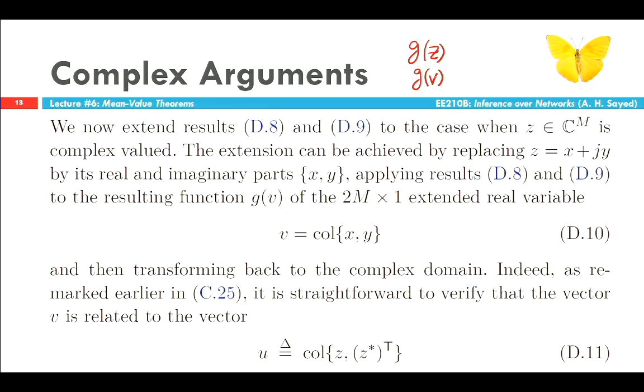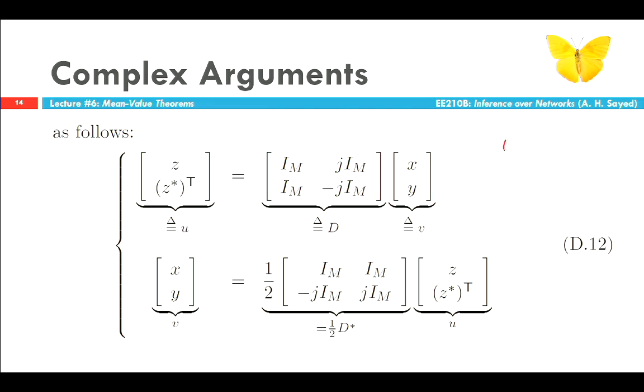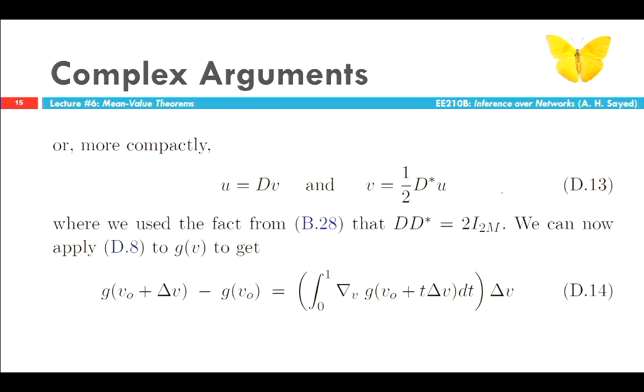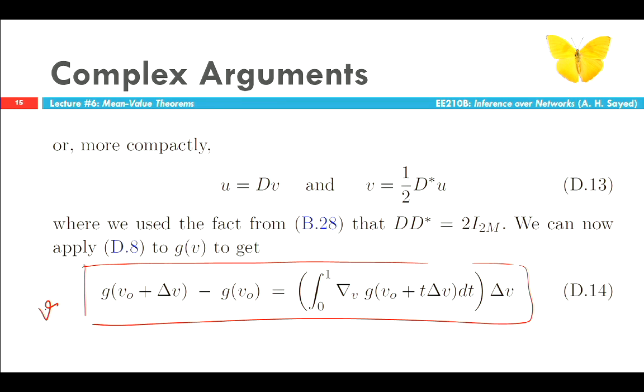Okay, so this is here. This is the column x, y. This is the column z, z star transpose. And you already know how to go from u to v, or return back. These are the relations that take you from one to the other. That's what these relations are saying. Okay. So let's derive the results. Let's write down the mean value theorem using the v domain, v. Here it is. Now let's translate this into the z domain.